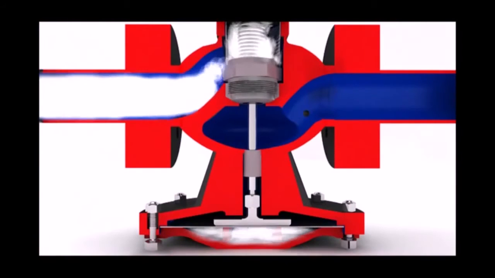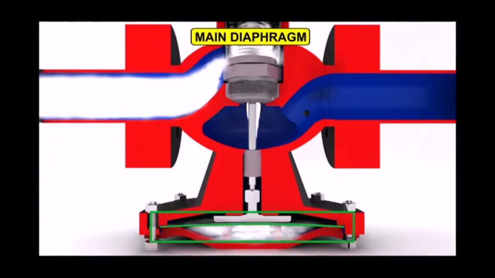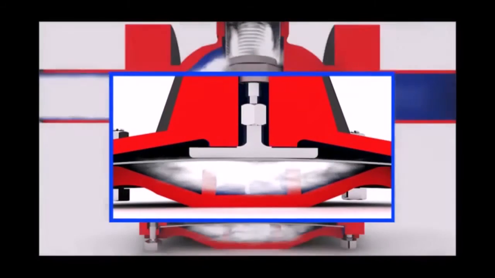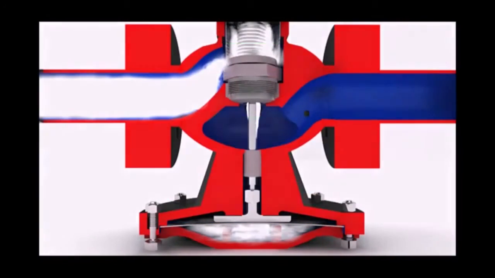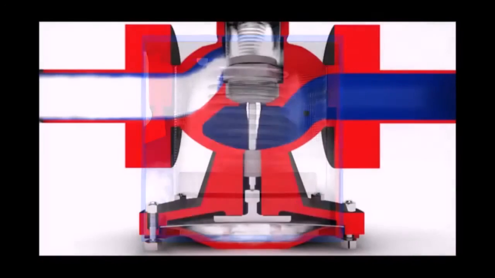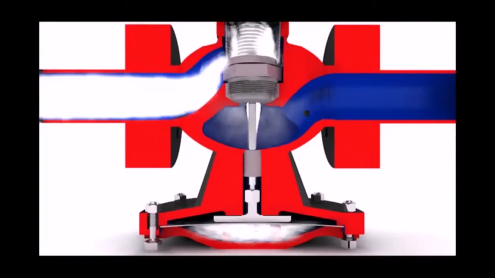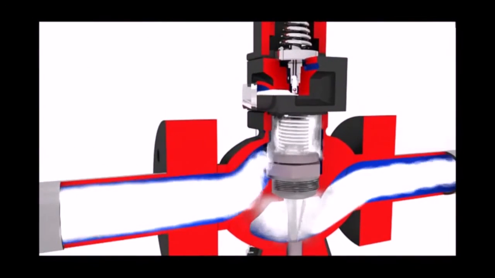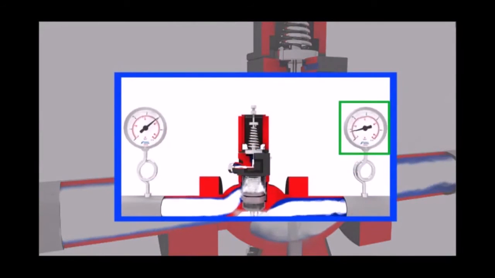This results in reformation of the main diaphragms, which in turn pushes the push rod upwards and opens the main valve against its return spring and the supply pressure. Now, steam starts flowing to the downstream line through the main valve opening. Steam flow through the main valve increases the downstream pressure.